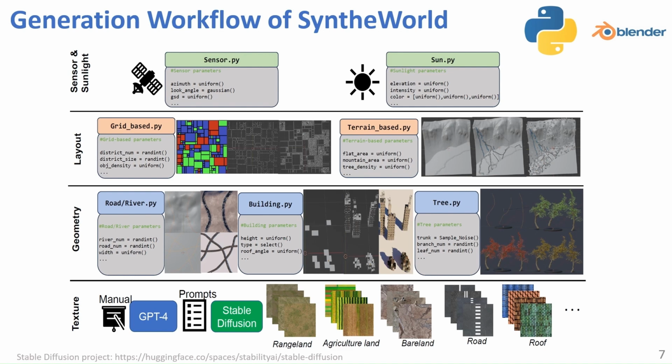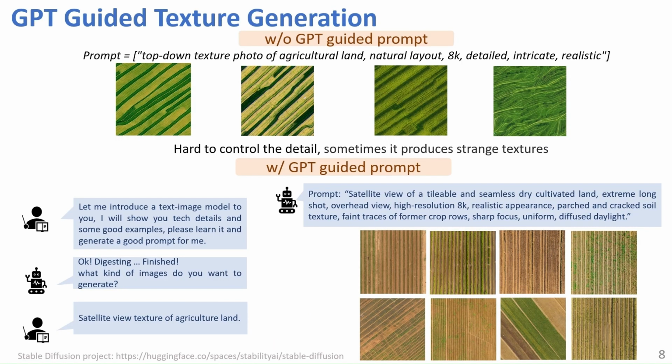Finally, for texture mapping, we use high-quality prompts created by teaching GPT-4 and feed them to the Stable Diffusion model to generate a wide range of diverse textures. In this slide, I'll dive into detail about our texture generation strategy.